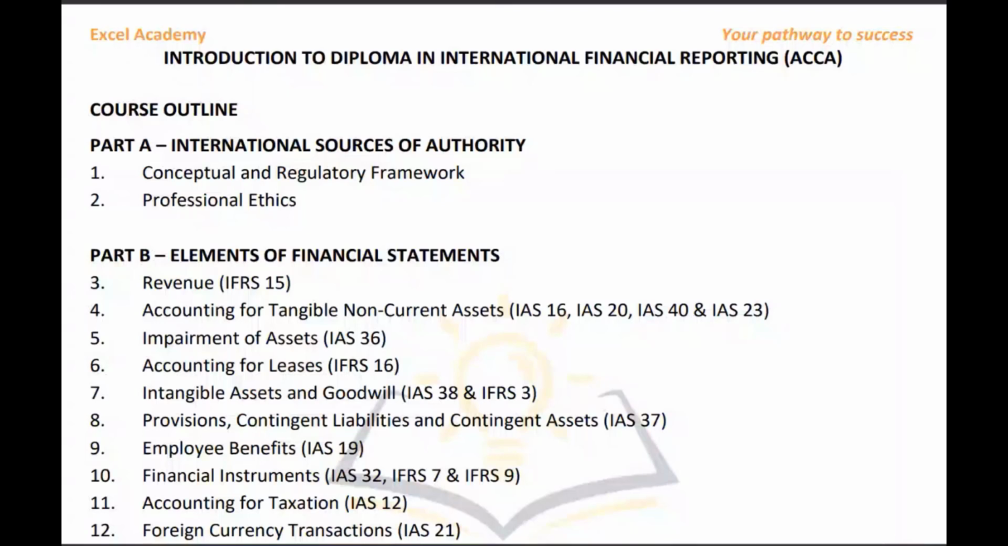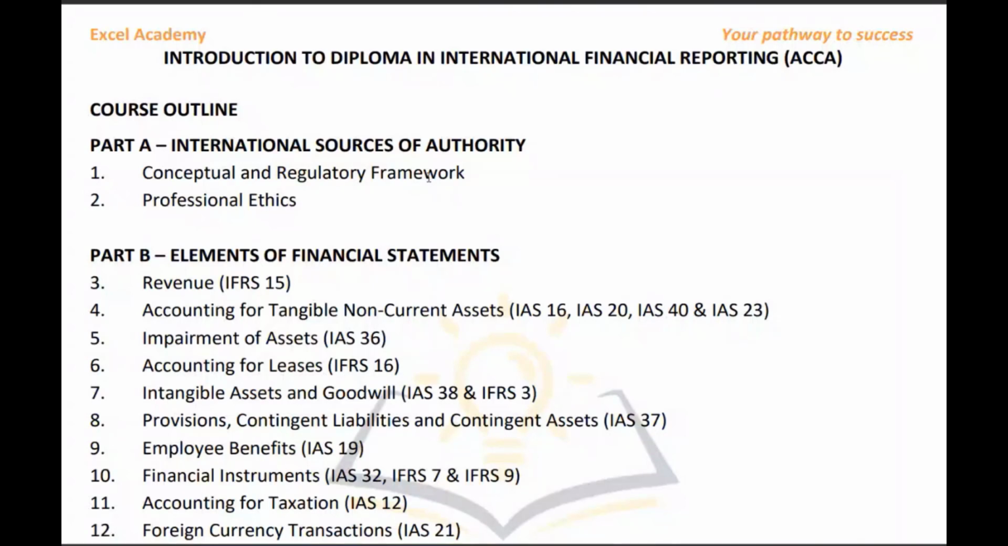We have the conceptual and regulatory framework. This particular topic will give you an idea of how IFRS was developed and its purpose, and give you an idea of the regulatory framework, that is, the various regulations that guide IFRS. The second topic is professional ethics. This topic will guide you through the various professional ethical codes that you as a professional accountant should abide by. So here we're looking at the ACCA Code of Ethics. So that's topic 2.